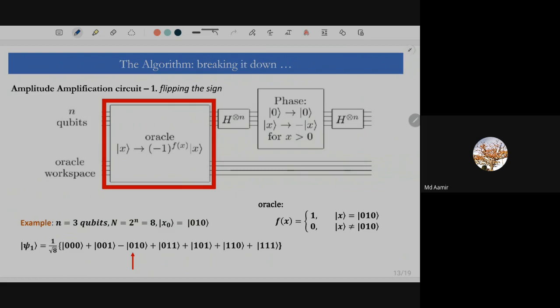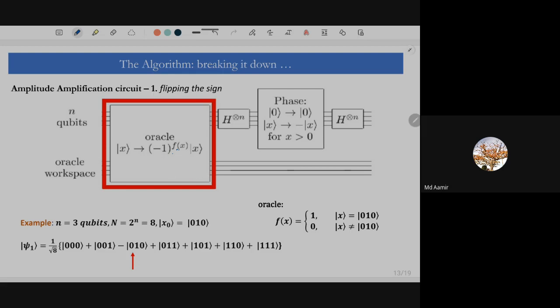And then how does this oracle work? We saw that the oracle, if someone gave it this x, will give minus 1 raised to f of x times x. And the f of x which we had defined here is like this: if you have the solution 010, then we get 1, and if we have anything else other than 010, then we get 0. So when f of x is 1, we have minus x, and when f of x is 0, we have x. So we only flip for x naught, and we do not flip for x not equal to x naught. This is how the oracle works.